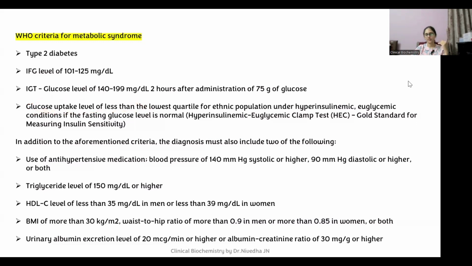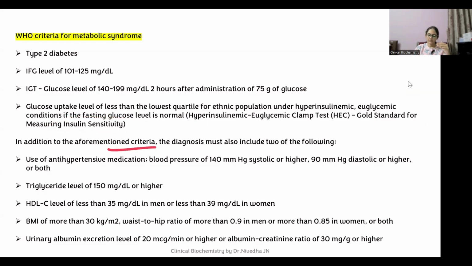Okay, what is the level of glucose uptake? If the level of glucose uptake is very less even if you are giving more and more insulin, which is reflected by hyperglycemia in these patients, then it means that the patient is suffering from some insulin resistance. So that is how this test is performed. It's a gold standard test for measuring insulin sensitivity.